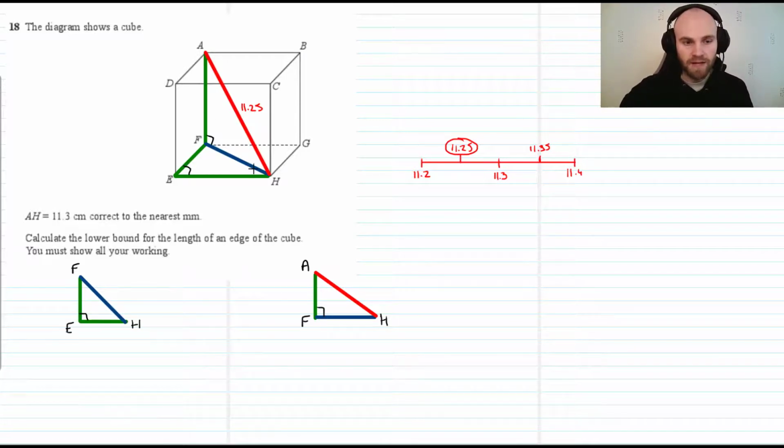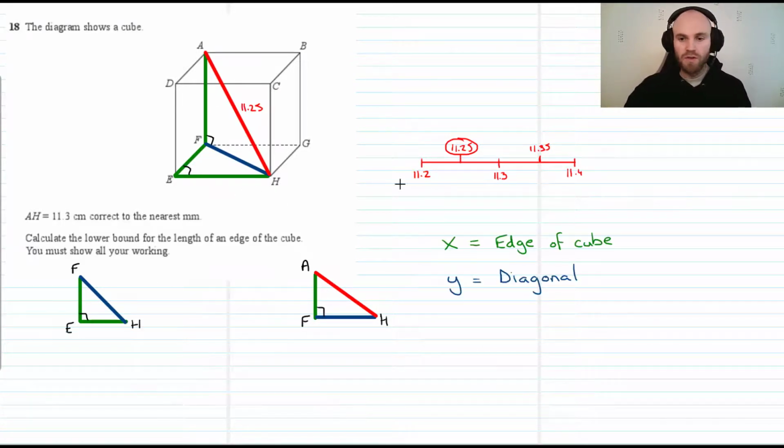So all of the green lines that I put in are all edges of the cube, so they are all the same size, even though this looks a lot bigger than this one, they are all the same size. And this blue one is a diagonal, and this red one, we do know the size of this one, it's the lower bound, it's 11.25. So what I'm going to say is that x is the edge of the cube, and I'm just going to put those values on the diagrams that I have, and y is going to be the diagonal. So if we use Pythagoras here, we know that y squared is going to equal x squared here plus x squared here. And again, I can't do any more than that at the moment.